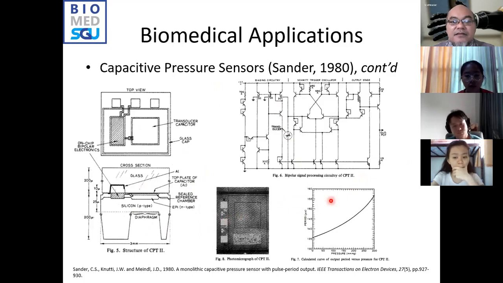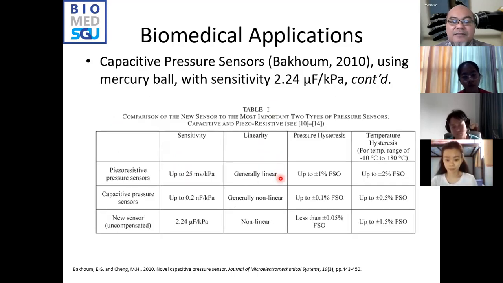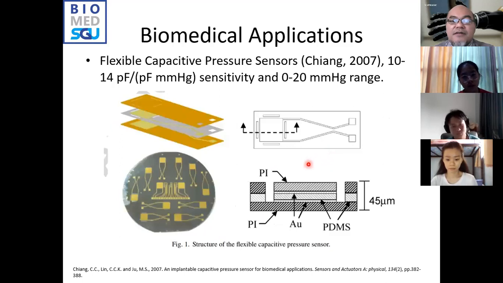Here is the detail of the circuit. Then this is a modification of that capacitance-based pressure sensor using a mercury ball to increase the sensitivity, because then it is measuring basically the formation of the droplet here, whether the mercury is flat or a droplet, which will depend on the pressure of the external atmosphere. This is the table.